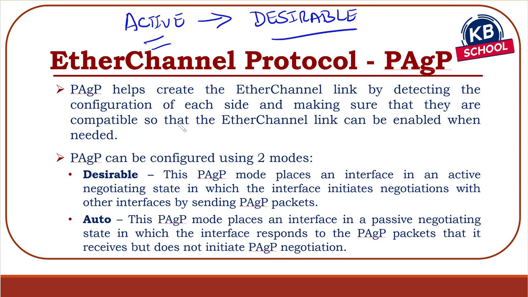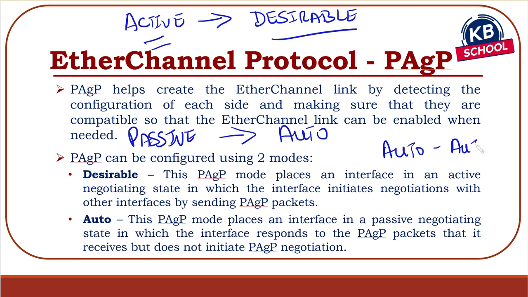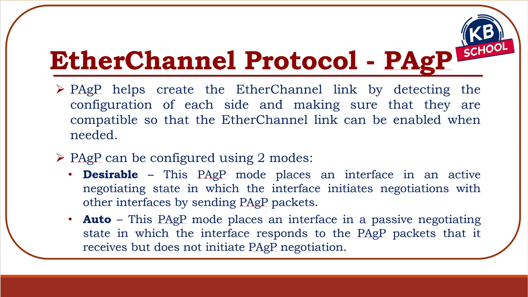The other side, if it's set to auto, which is misleading, auto generally means that it will automatically do it, but auto will only respond back. Just like the passive only would respond back to the setting up of an ether channel, auto does the same thing. So if you have auto on both sides, the ether channel will not form. At least one side has to be desirable, just like in LACP, one side had to be active. So auto doesn't work. Desirable auto would work, or desirable desirable would work.